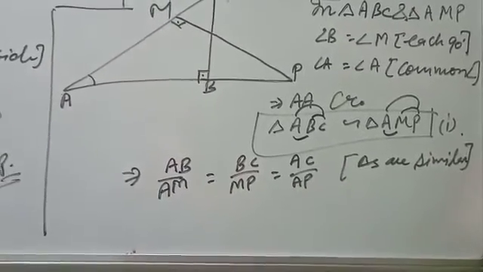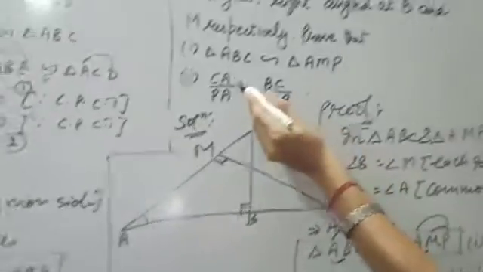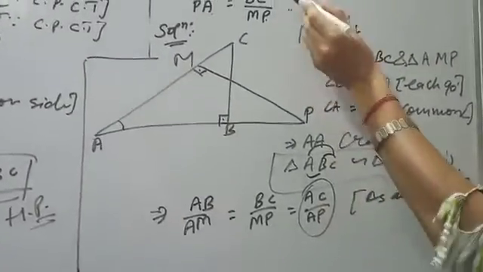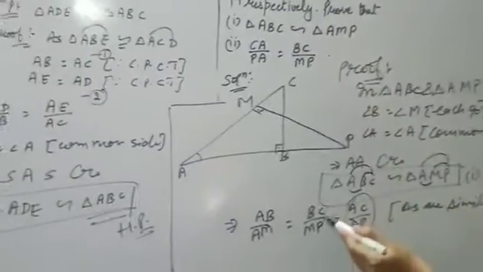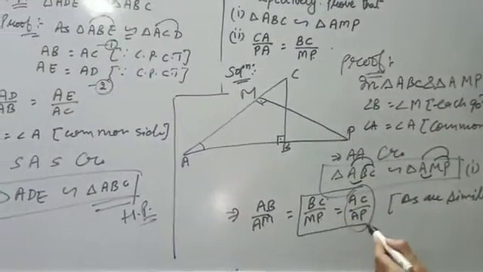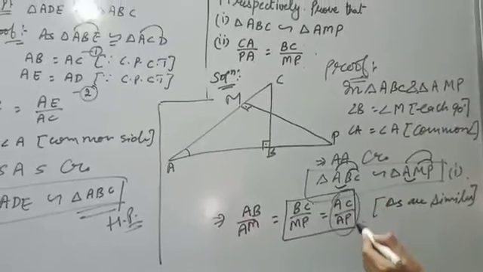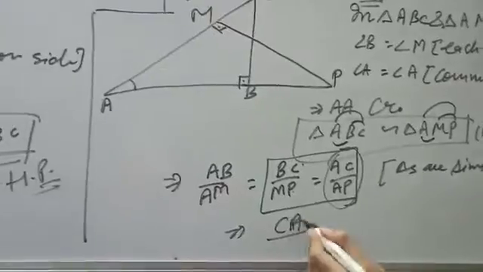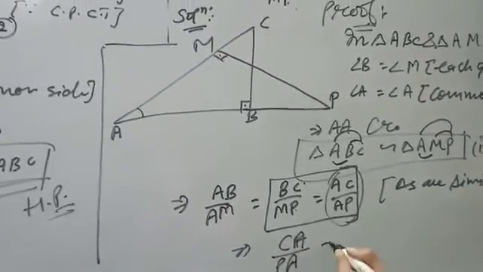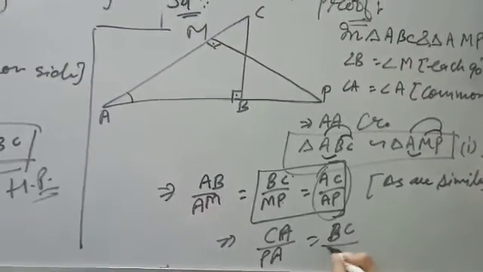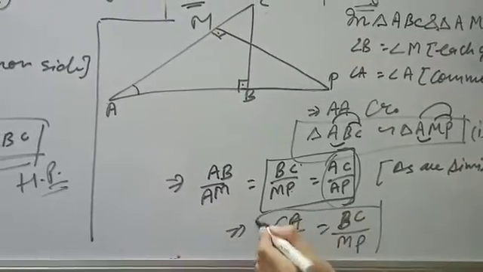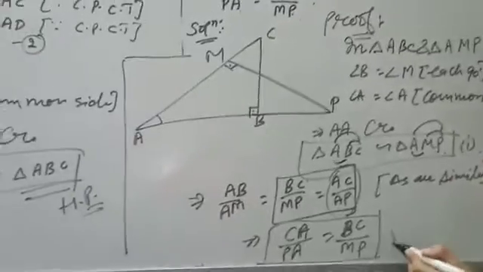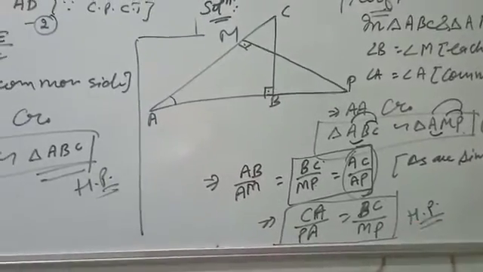Now what do we have to prove? Look at the part here: CA upon PA, we can see this is part of that one, then BC upon MP. So these two parts we have to show are equal. So this implies we will write CA upon PA is equal to BC upon MP. So these parts are equal to each other because the triangles are similar to each other. So this one question is done.